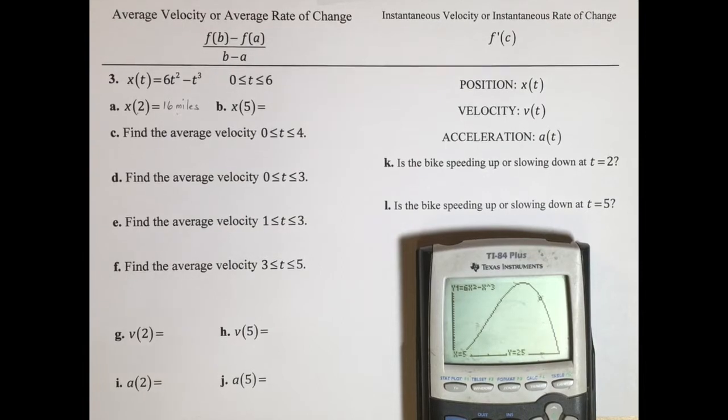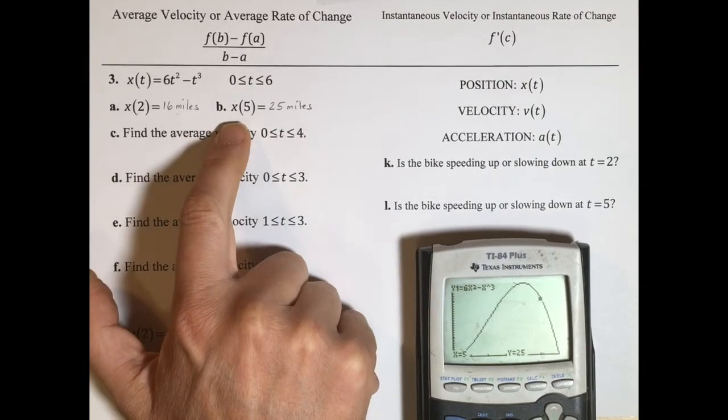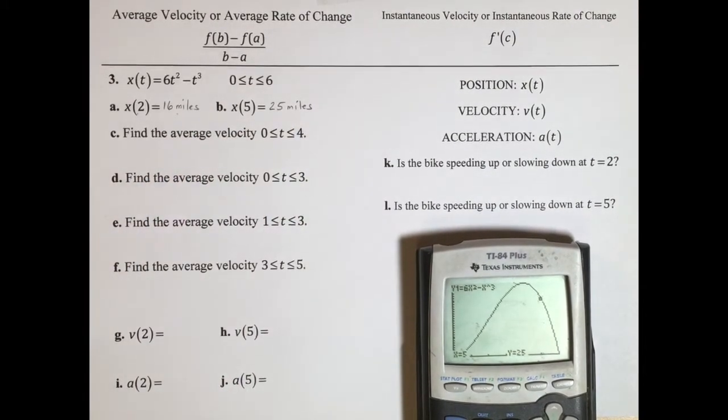At time 5, he seems to be headed back home. His bike is now 25 miles from home. I'm going to say x of 5 is 25 miles. And finally, at time 6, he's home safe and sound.